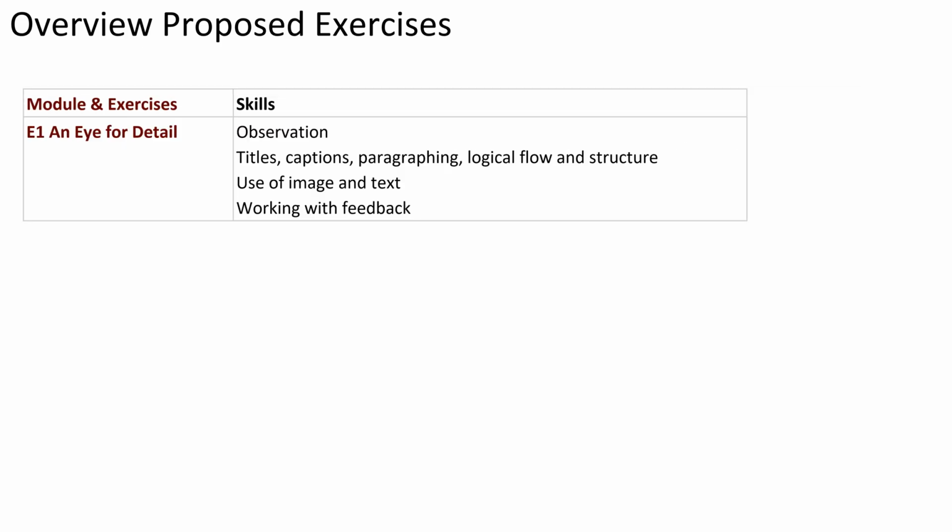The first module, an eye for detail, will require the students to undertake a description of a space through which they will work on their observation skills, but also be introduced to titles, captions, writing logically sequenced paragraphs and structuring text, and to using images and captions meaningfully. This will be the first time for them working with writing feedback, so the exercises will constitute an introduction to addressing feedback as well.